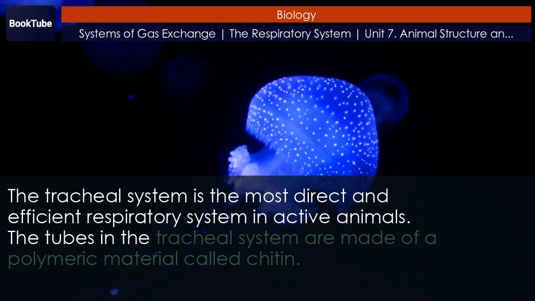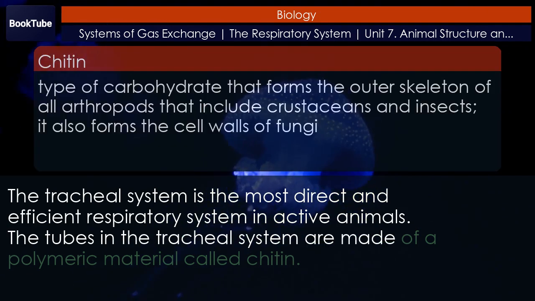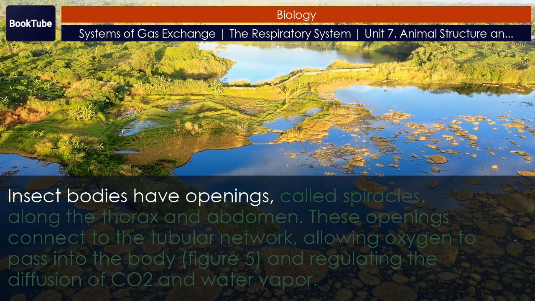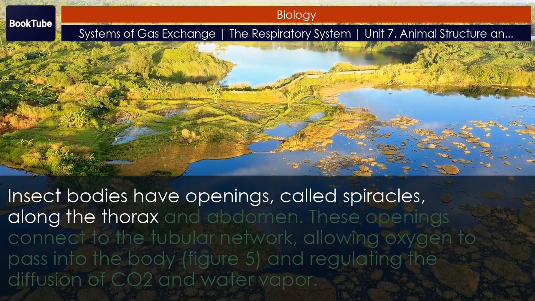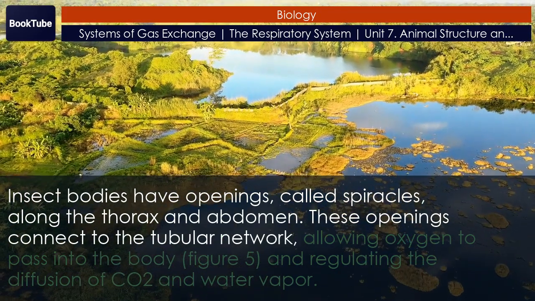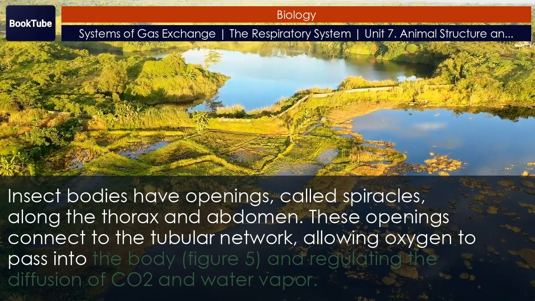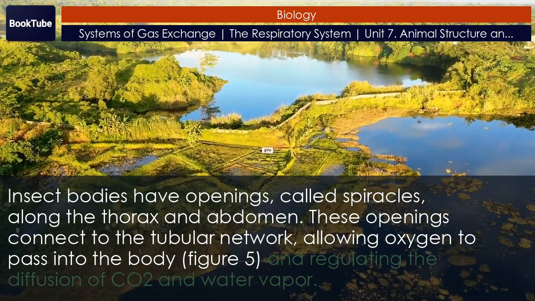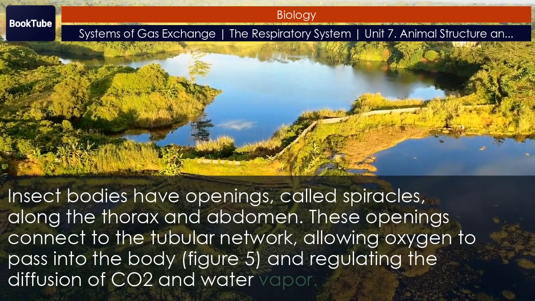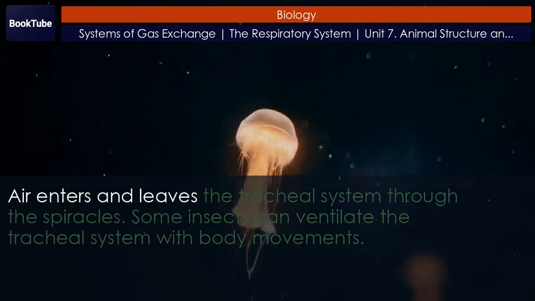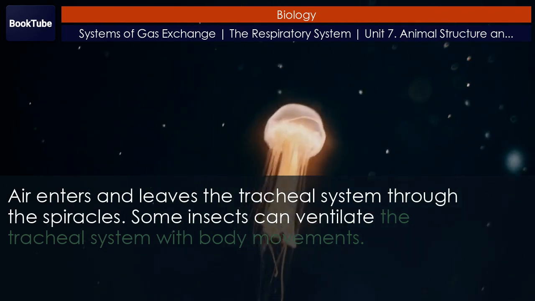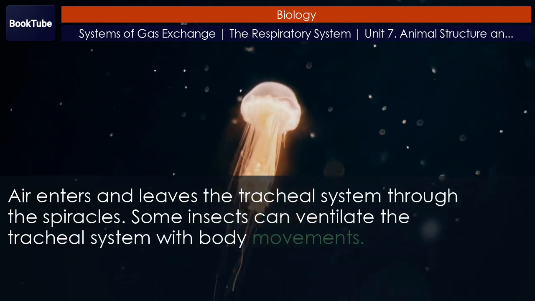The tubes in the tracheal system are made of a polymeric material called chitin. Insect bodies have openings, called spiracles, along the thorax and abdomen. These openings connect to the tubular network, allowing oxygen to pass into the body, and regulating the diffusion of CO2 and water vapor. Air enters and leaves the tracheal system through the spiracles. Some insects can ventilate the tracheal system with body movements.